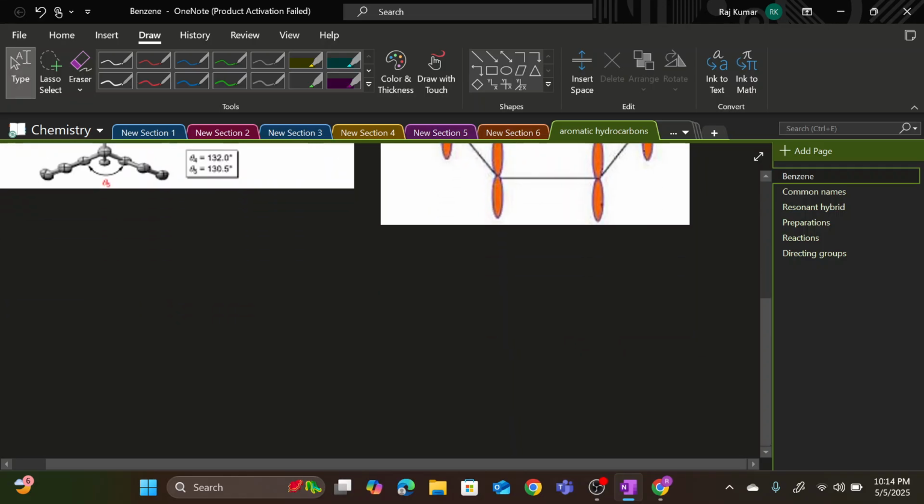And some common characteristics of benzene is that it is having its boiling point as 80 centigrade. It generally exists in liquid form at room temperature, and its molecular mass is 78.1, which is obtained through the vapor density method.